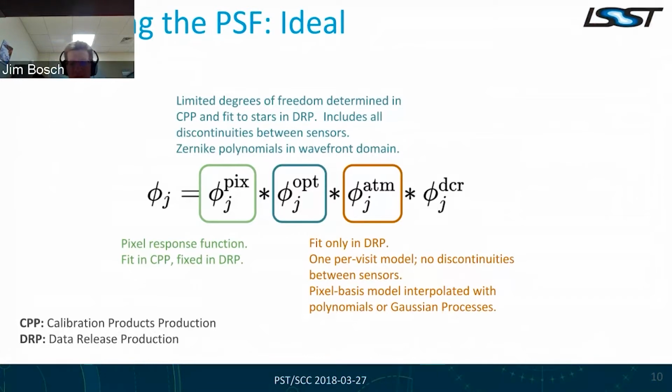between sensors. I don't think that's ever been demonstrated, certainly not at the level that we need to do it, but it should be possible. And for this, we're thinking something like a pixel basis model that's interpolated either with polynomials or Gaussian processes.